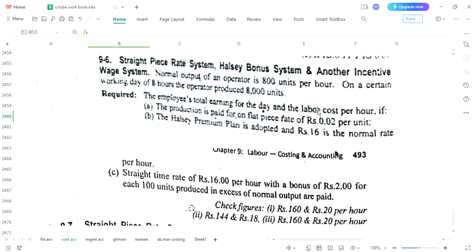Per hour should be present over here. The requirement has two elements: the employee's total earning for the day and the labor cost per hour. Production is paid at a flat piece rate of 0.02, nothing else is given.